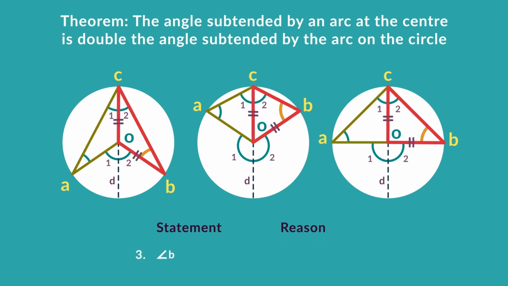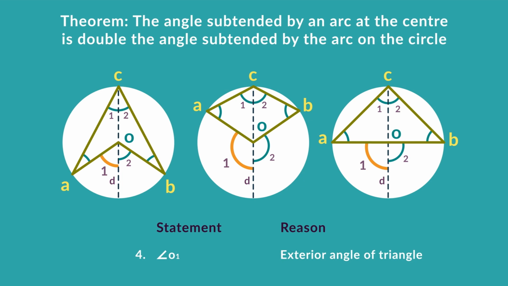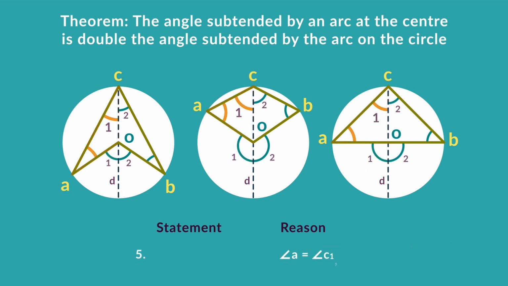Similarly, we know that angle B equals angle C2. Now let's look at angle O1. It is an exterior angle to triangle AOC, so it is equal to the sum of the opposite two interior angles, A and C1. But we know that A equals C1, so angle O1 is equal to 2 times C1.